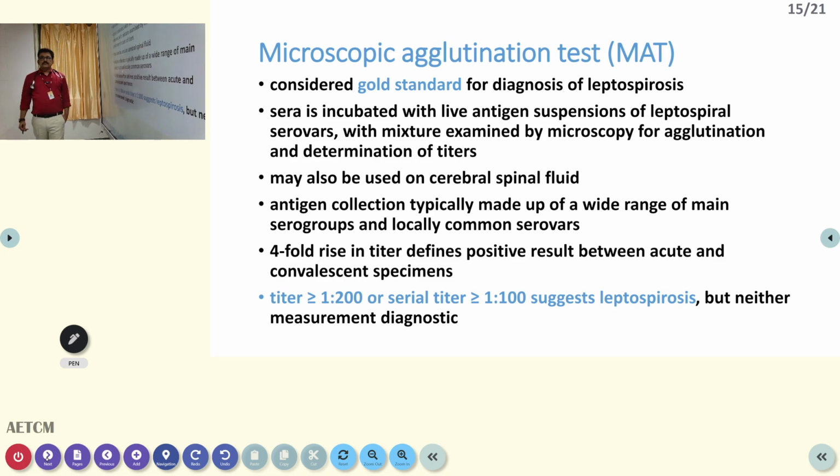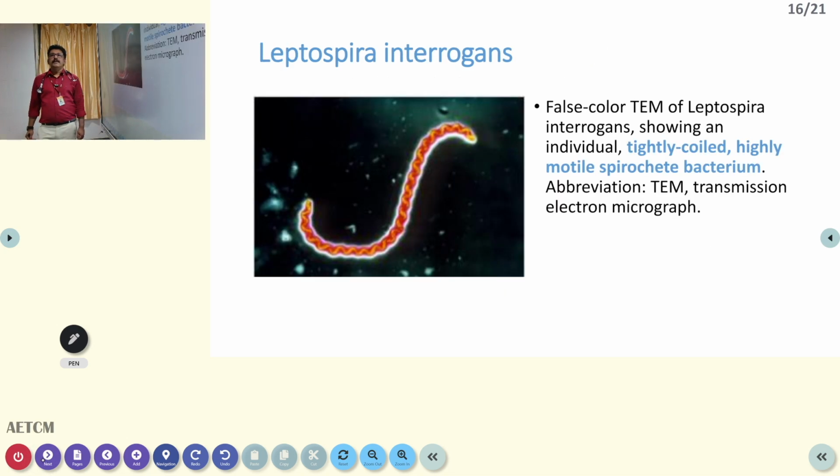And the MAT test also can be done. That is available in some centers. I am not going into the details of this investigation. Some centers have these investigations available.